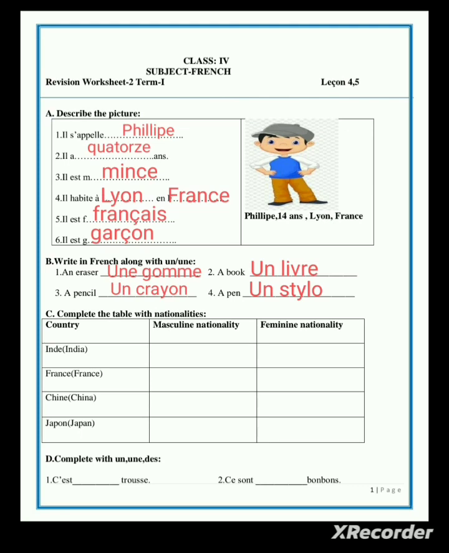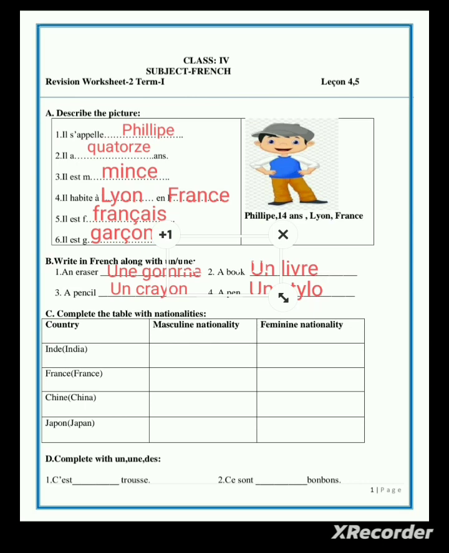Come to the C part. Complete the table with the nationalities. Now country name is written. You have to write the nationality in masculine form and then in the feminine form. So here you need to write the masculine. Here you will need to write the feminine. Okay. So let's start. First is Inde.